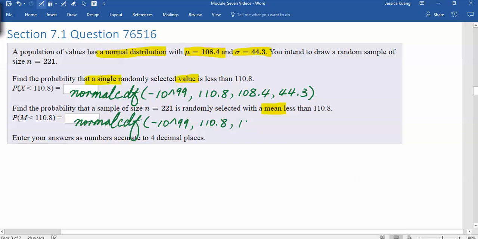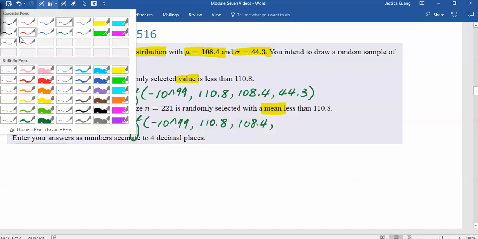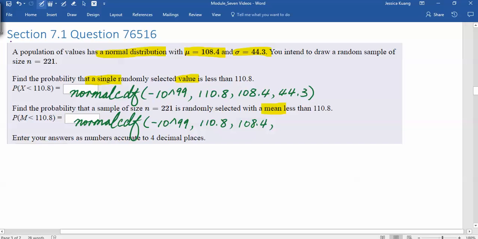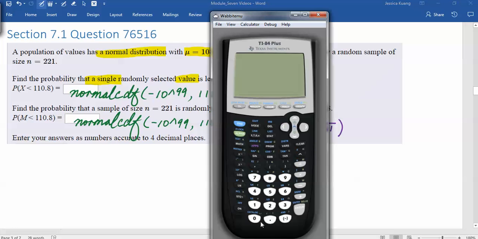The mean of my sample mean is equivalent to the population mean, but here is the difference. The standard deviation of my sample mean will equal 44.3 divided by square root of 221. So let's carry out those two calculations with our graphing calculator.